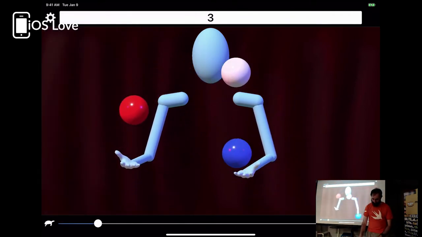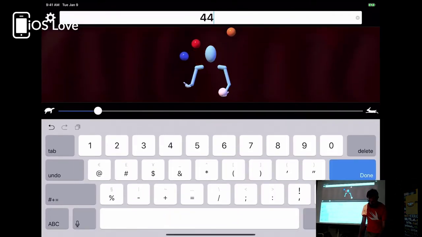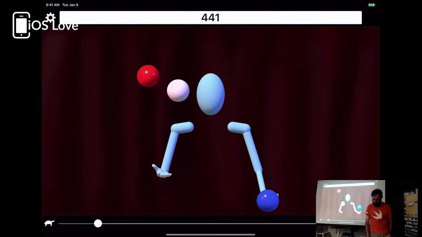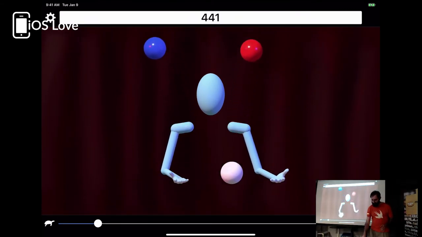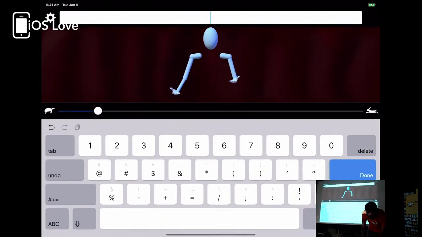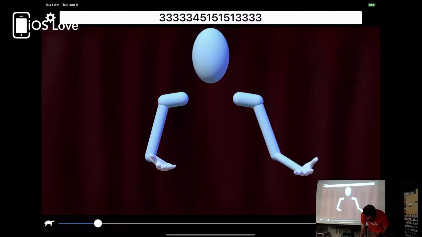So now that we know some of the notation, we can play with it a bit. So here's 3. Here's 4-4-1, which we found on the diagram. The 2 side throws and the 1 cross. Here's a bunch of 3s. 4-5-1-5-1-5-1. More 3s. It does not work.